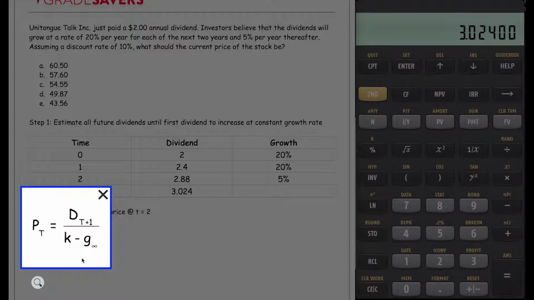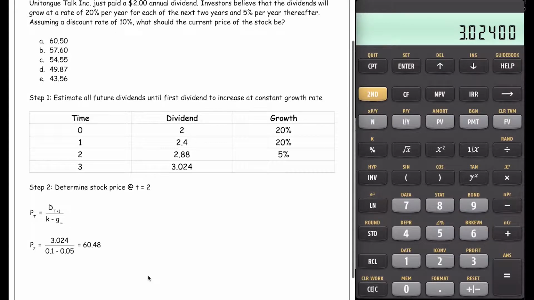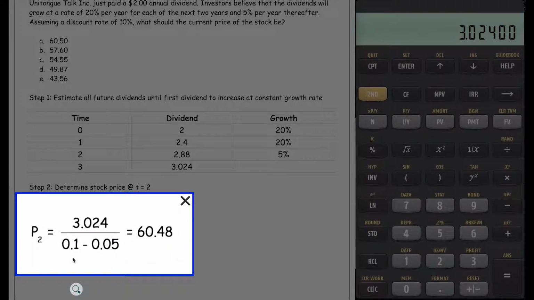In this expression, realize that t plus 1 and little t are not calculations. These are simply referring to time periods. We always need a future dividend to obtain a current price. And so to value the stock at time 2, we're going to need to know the dividend at time 3. If I were to apply this equation, we could argue that the stock price at time 2 is simply going to be $60.48. Notice that in this example, the firm's cost of equity was 10% and the constant growth rate was 5%.